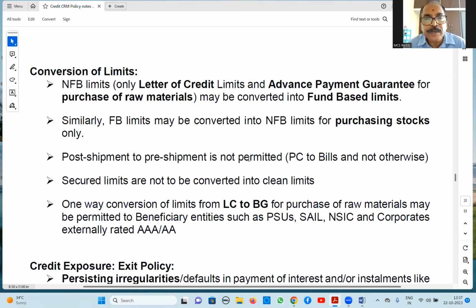Similarly, fund-based limits may be converted as non-fund-based, CC to bill financing or bank guarantees. It is also permitted for purchasing of stocks only. So conversion of limit only for stocks purchase. Post-shipment to pre-shipment: post-shipment, I told you, is bill financing, and pre-shipment is CC account. Bill finance to CC not permitted, and CC to bill finance permitted. That means pre-shipment to post-shipment is permitted, PC to bills and not otherwise. Secured limits are not to be converted as clean limits.